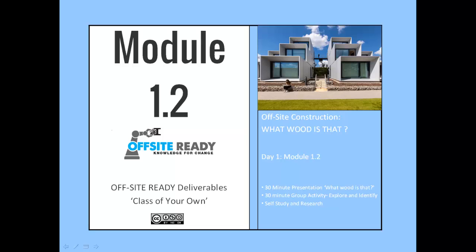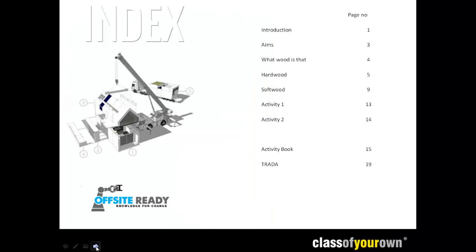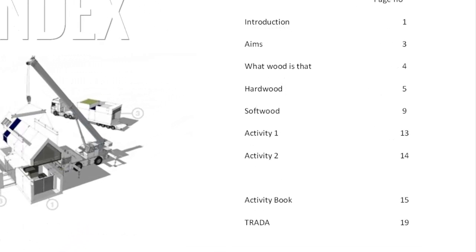In our second element of Module 1, we're looking at what wood is that. This is designed to be a 30-minute tutorial followed by a 30-minute group activity. Going through the index, we've included what wood is that, looking at hardwoods and softwoods. There are two activities, 1 and 2, followed by an activity book and a link to Trada.